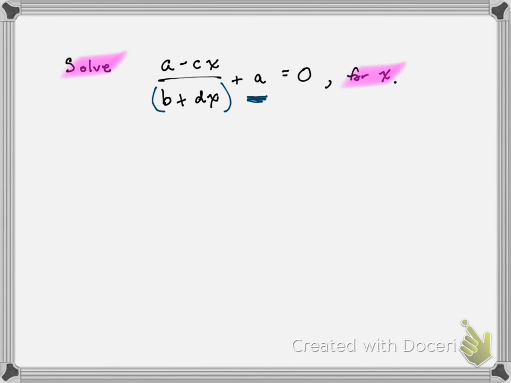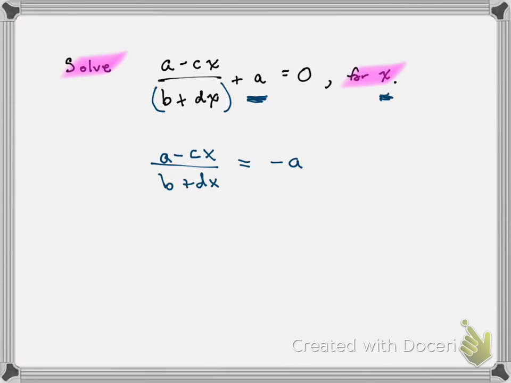In this case we need to take an additional step first, and that step is to subtract a from both sides. And so that would give us a minus cx over b plus dx is equal to the opposite of a. Keep in mind that we're being asked to solve for x.